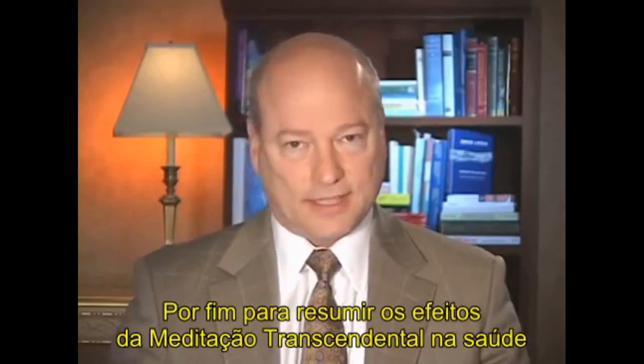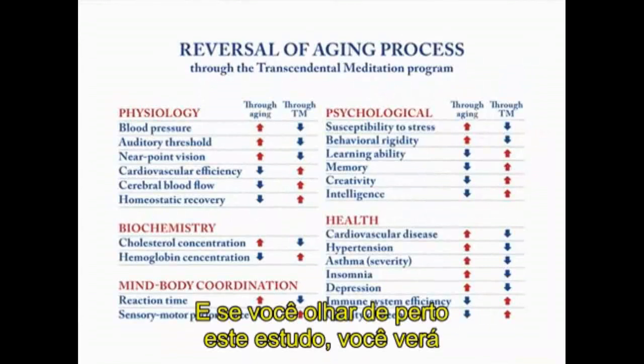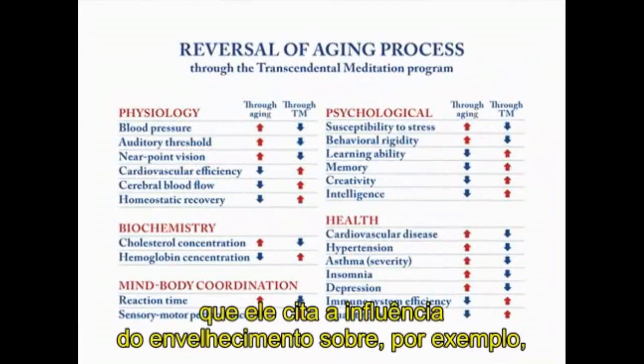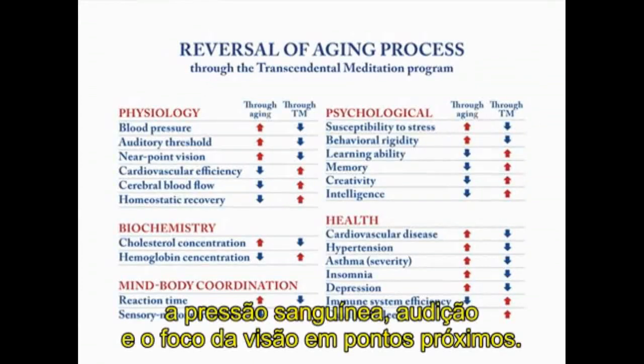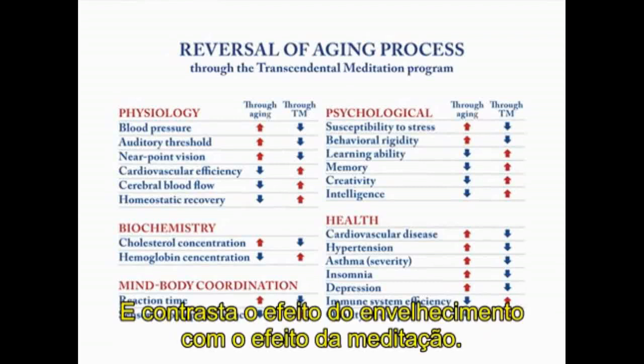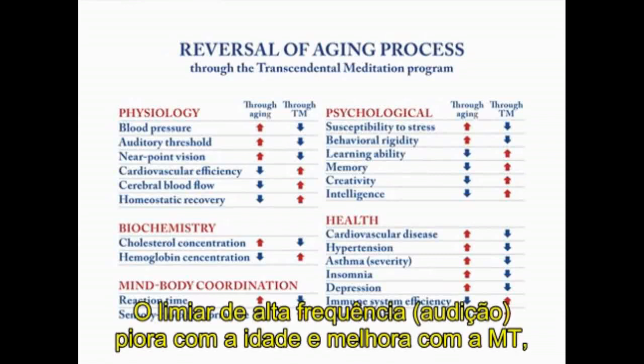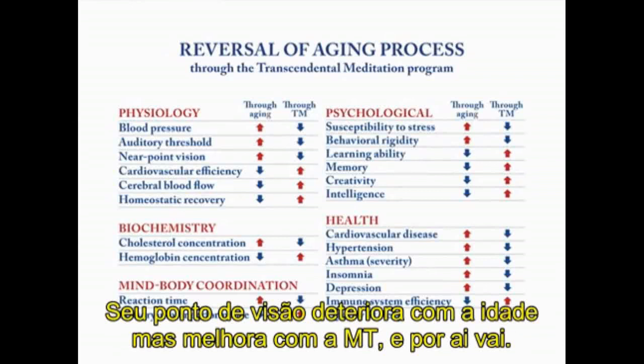Finally, to summarize the effects of transcendental meditation on health, I wanted to show this interesting study that looks at aging among meditators. If you look closely at this study, you'll see that it cites the results of aging on, for example, blood pressure and hearing and the near point of focal vision, and contrasts that effect of aging with the effect of meditation. So, for example, blood pressure goes up with age, it goes down with TM. The high frequency threshold gets worse with age, it improves with TM. Near point vision deteriorates with age, but it improves with TM, and so forth.